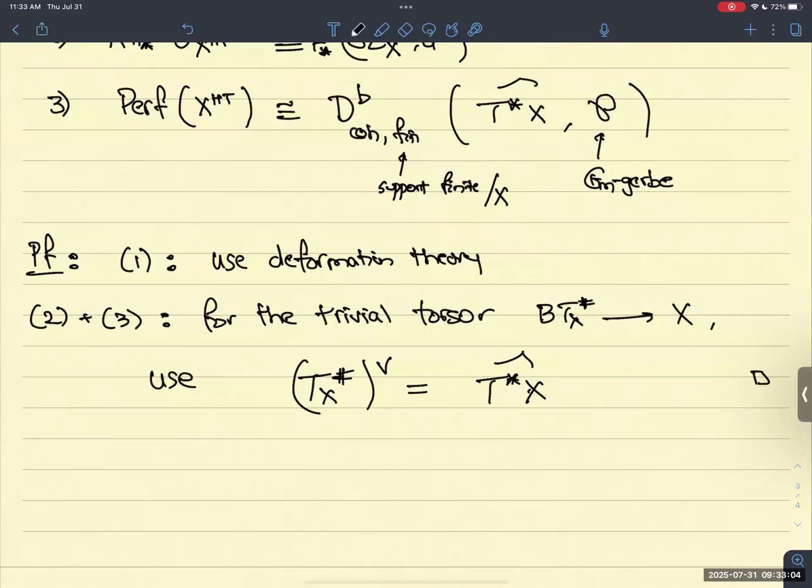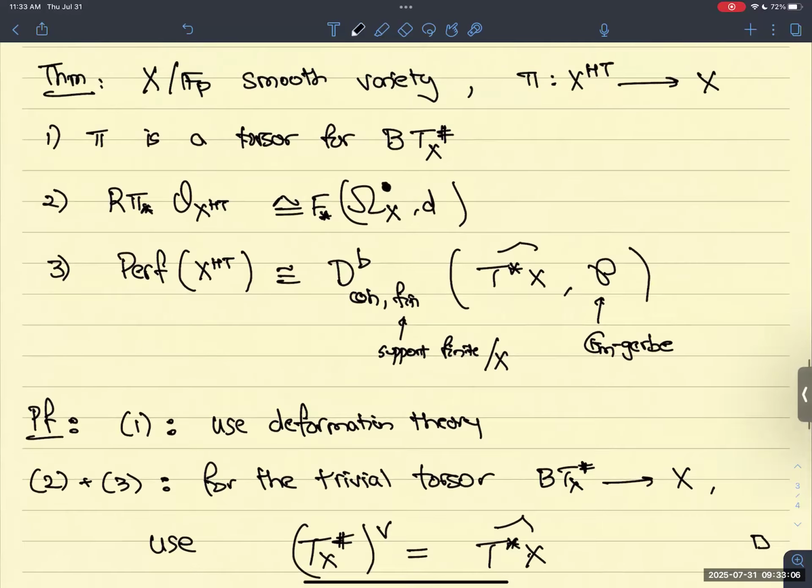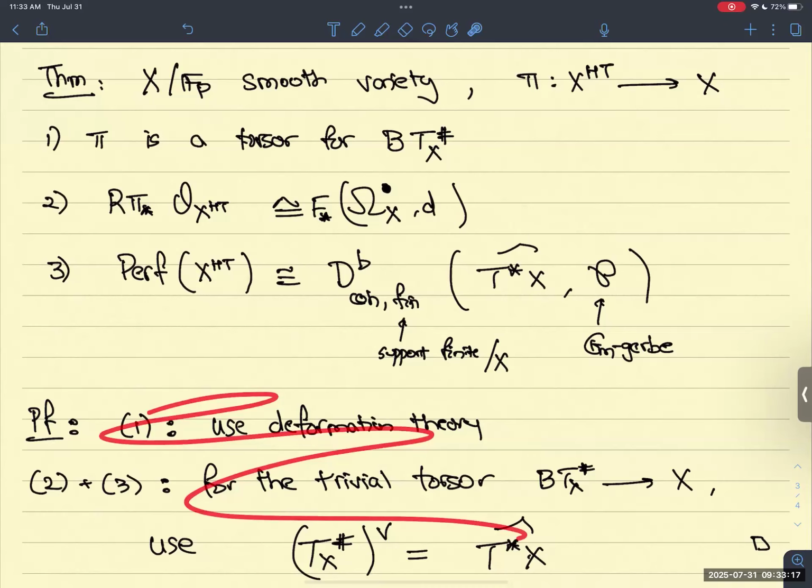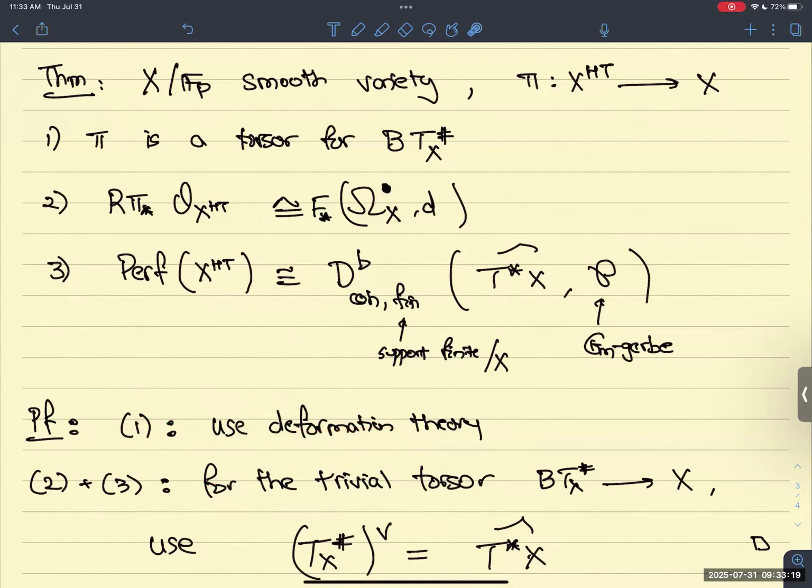So that's a very rough sketch of what goes into proving these statements. It's not too hard to turn this into complete proofs. But for now, I just want you to keep in mind the statements. You can forget about the proofs if you're not interested. But the statements are that this is a torsor and that its cohomology or sheaf theory has to do with either the de Rham complex or some twisted version of Higgs bundles.